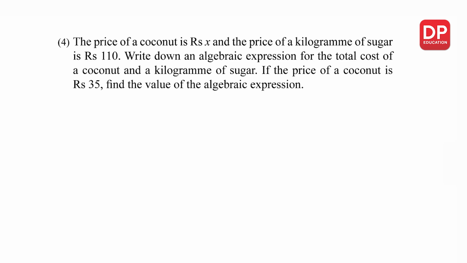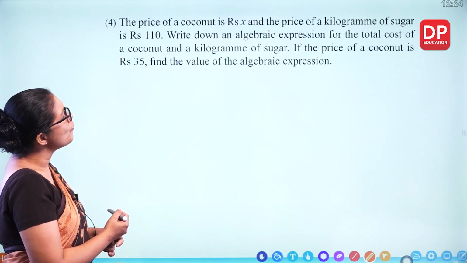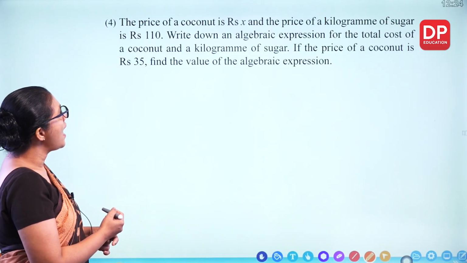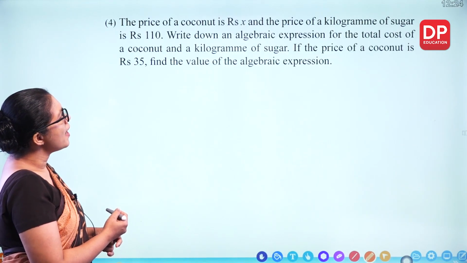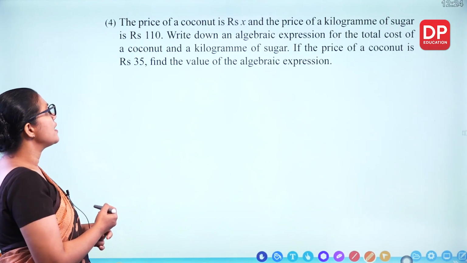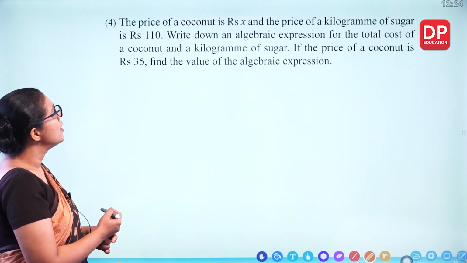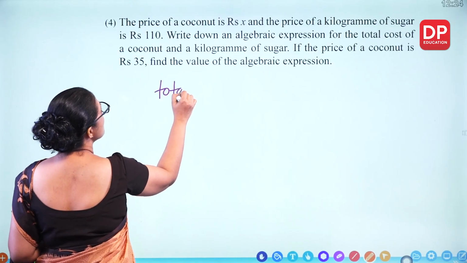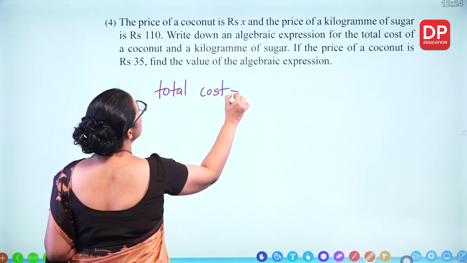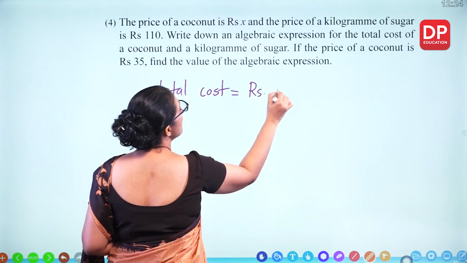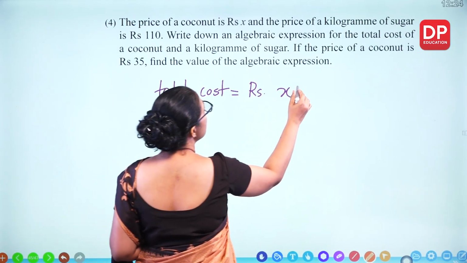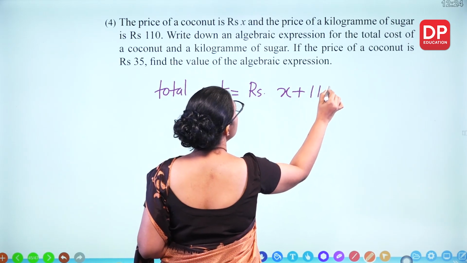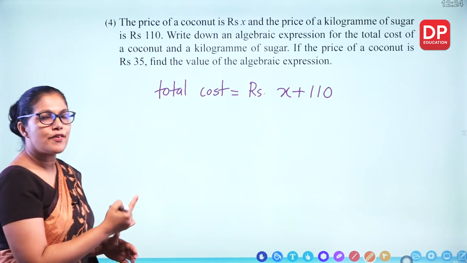The price of a coconut is X rupees and the price of a kilogram of sugar is 110 rupees. Write down an algebraic expression for the total cost of a coconut and a kilogram of sugar. If the price of a coconut is 35 rupees, find the value of the algebraic expression. So first write down an algebraic expression for the total cost. Total cost is X rupees for the coconut and 1 kilogram of sugar, that's 110 rupees. So altogether X plus 110.